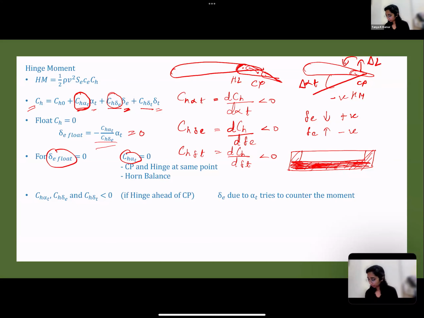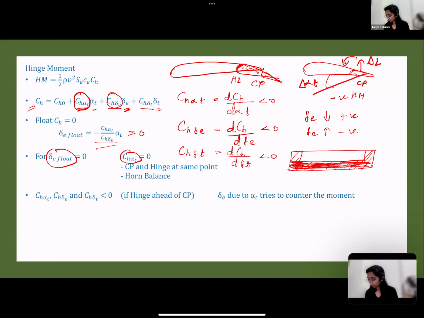Yes. Where does it produce lift? At what point? Which will cause a nose down moment. If it causes a nose down moment, the angle of attack at the tail will reduce. Yes. So if I deflect my elevator down, like Nikhil said, the lift is increased and it causes a nose down moment. When it causes a nose down moment, your effective angle of attack at the tail will reduce because your aircraft is pitching down.